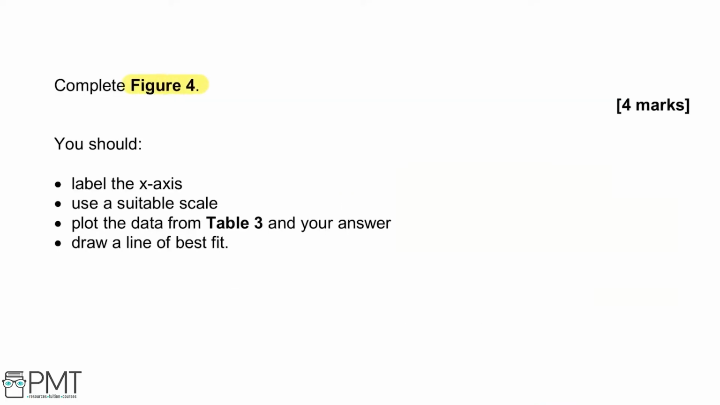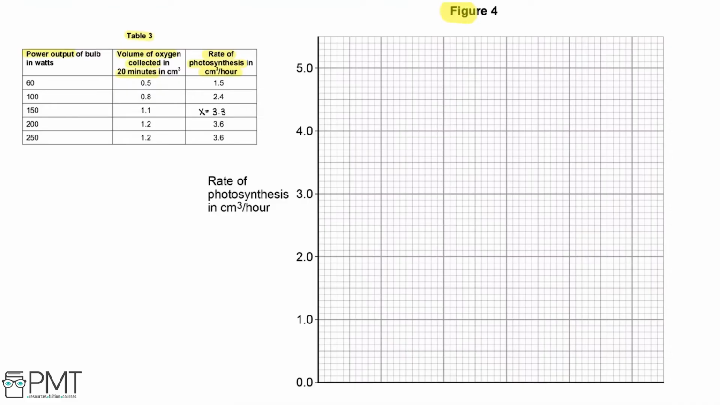Complete figure 4. You should label the x-axis, use a suitable scale, plot the data from table 3 and your answer to the previous question, and then draw a line of best fit. And the question is worth 4 marks in total. So here we've got figure 4, it's an empty graph and we have to complete it using the table on the left hand side. And in order to do that, you've got to fill in your x-axis.